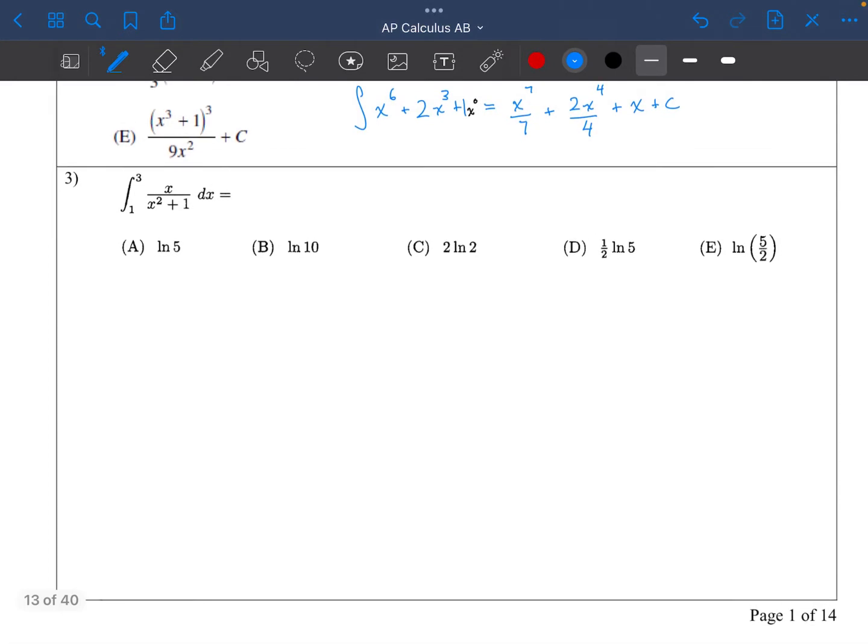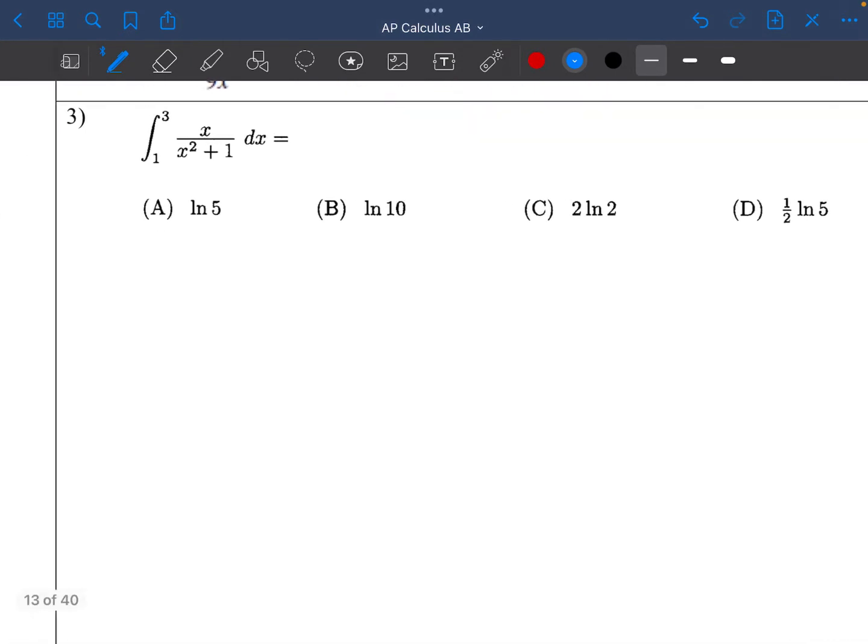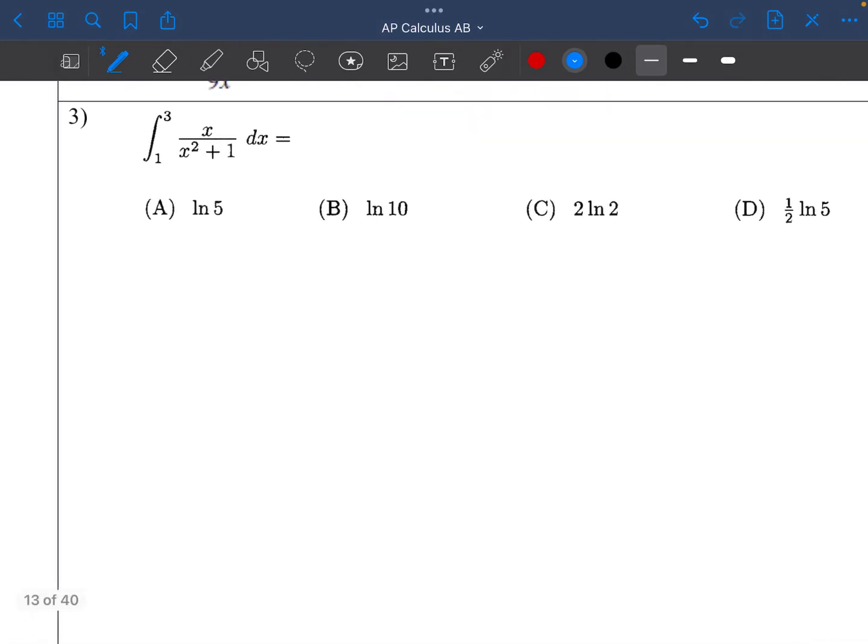Moving forward to number 3, another definite integral, and I have a fraction, which is annoying. I can rewrite that fraction. I can say that it's equal to this integral between 1 and 3 of x times x squared plus 1 to the power of negative 1 dx. Will that help me? Maybe. I think it will. This has to be tax person, right? Because there's just too much going on here.